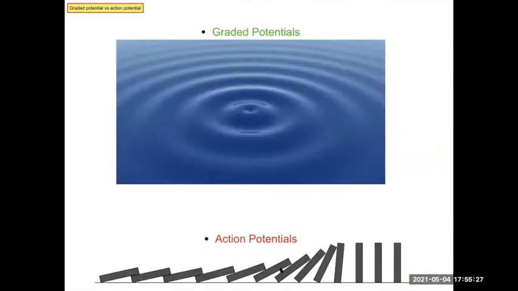So when we're thinking about graded versus action potential, your analogy for a graded potential is if you throw a pebble in a pond, it's going to create a ripple, relatively big waves around where the stone was thrown. Then as you move away from that point of contact, the ripples are going to get smaller and smaller as they move away from that source. That'll be a graded potential.